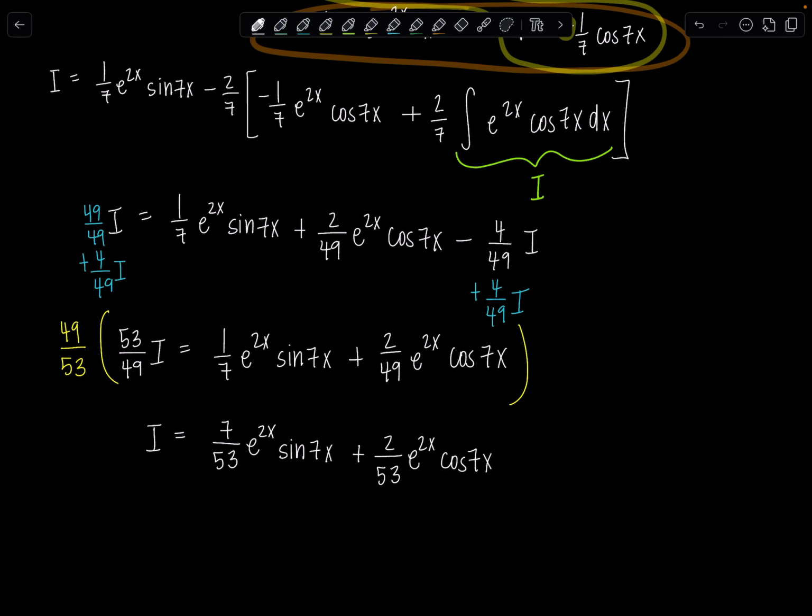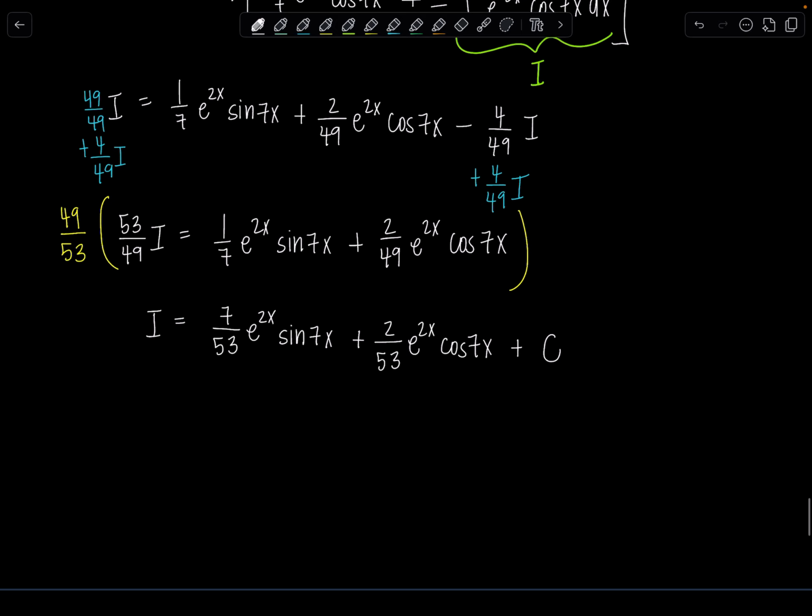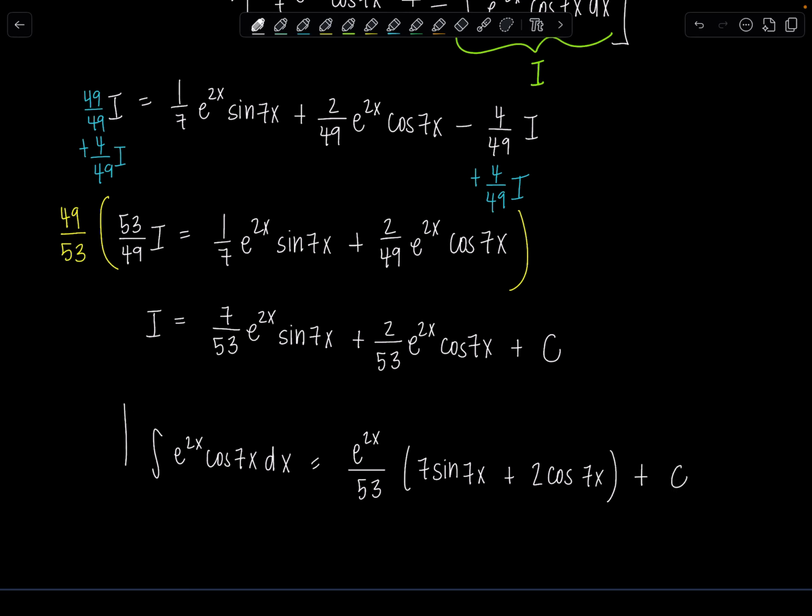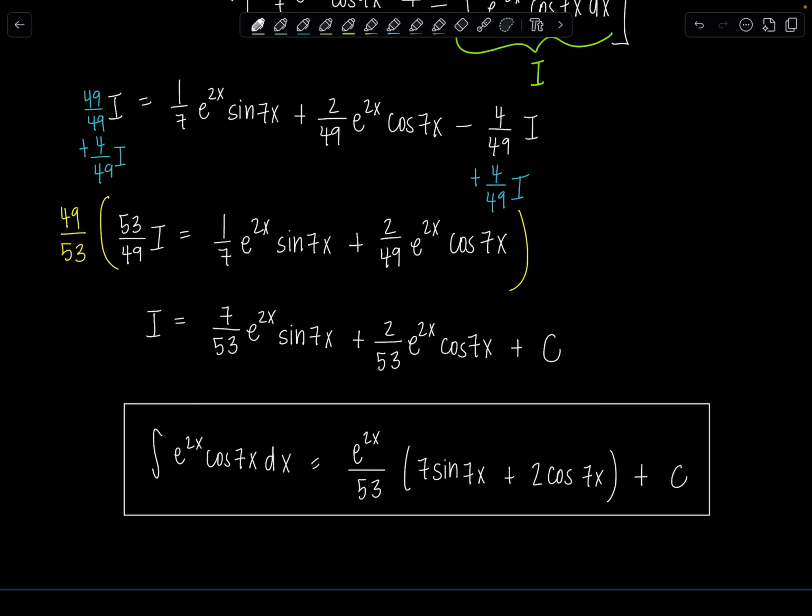And then here's the awkward moment. You have to go, oh, this is an antiderivative. So I have to put plus c because there were no limits of integration. You could be done. Let me rewrite what the original problem was. Integral e to the 2x cosine 7x dx is equal to all this. If you want to simplify, you could factor out the e to the 2x over 53, and then you have 7 sine 7x plus 2 cosine 7x plus c. I think that's a little cleaner. Okay, but both are correct.